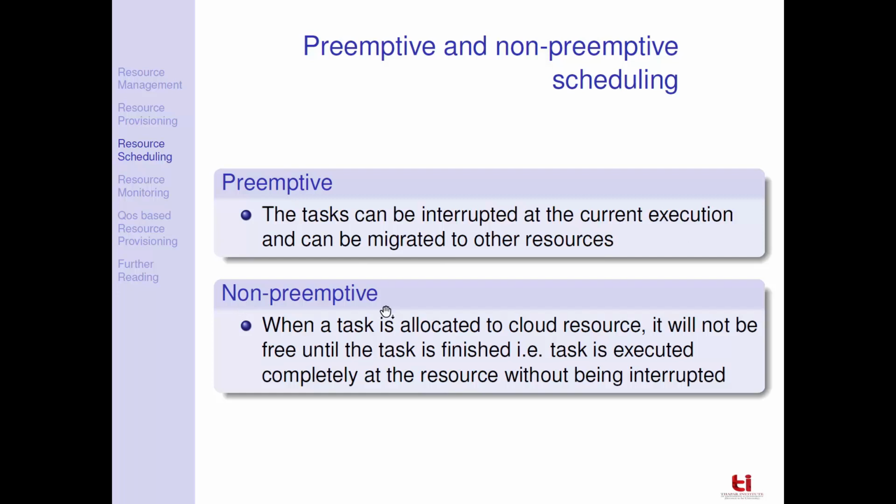Whereas in non-preemptive, when a task is allocated to a cloud resource, it will not be freed until the task is finished. That is, the task is executed completely at the resource without being interrupted. So preemptive scheduling will be done for those cloud requests which are maybe not real time. But if a request is a real time service, then non-preemptive scheduling is definitely preferred. It also depends on the service level agreements whether the scheduling can be preemptive or non-preemptive.